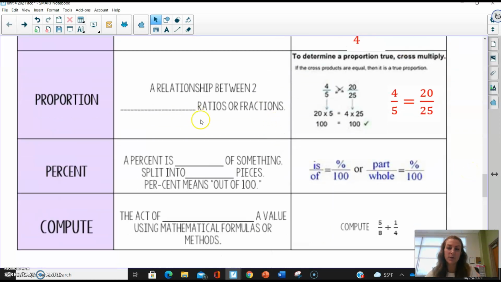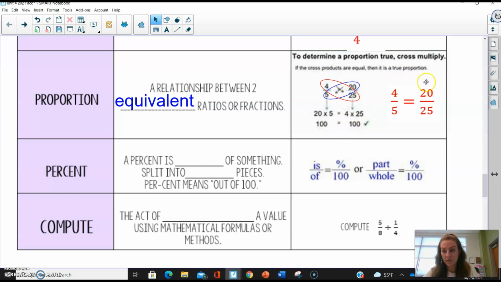Our next word is proportion. A proportion is a relationship between two equivalent ratios or fractions. So to determine if a proportion is true, we can cross multiply. And if the products are equal, then it is a true proportion. So looking at this, we have 20 times 5 is 100. And then we would check going the other way. So 4 times 25 is also 100. These are, in fact, proportional.